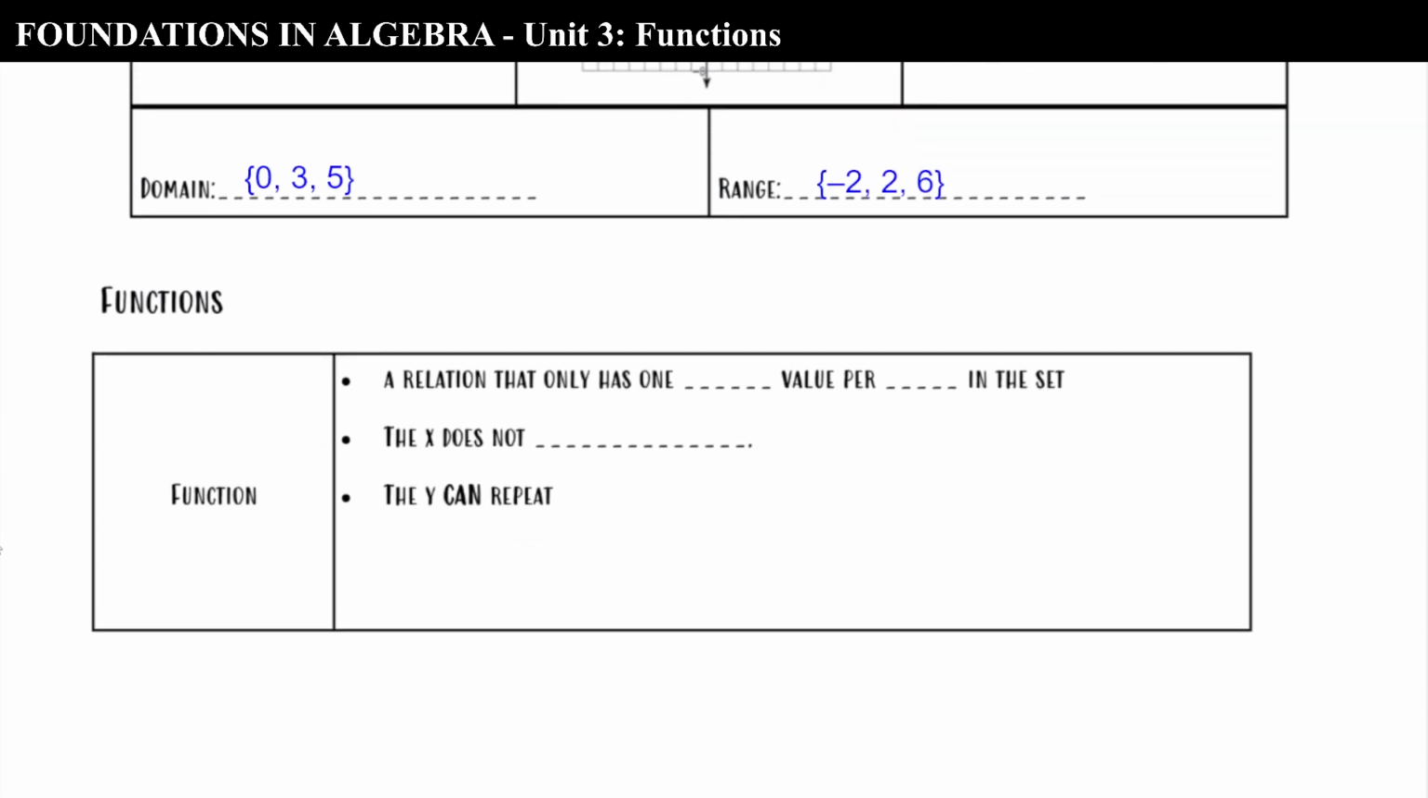All right, let's talk about functions. A function is a relation that has only one y value per x value. So it only has one y per x value in the set. The x does not repeat. The y can repeat. So we're going to determine if things are a function. Remember, the x cannot repeat. It doesn't matter what the y does.